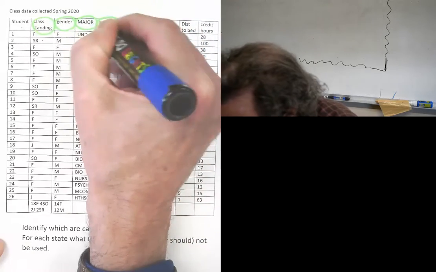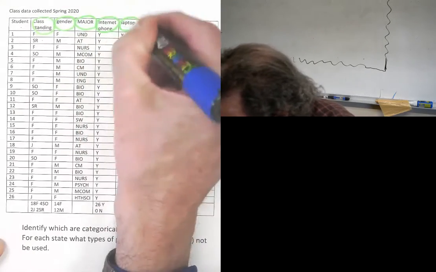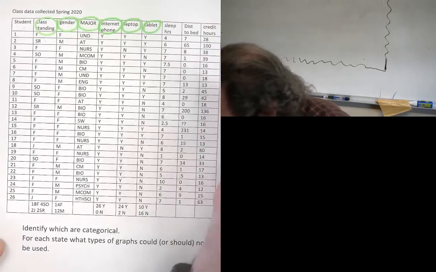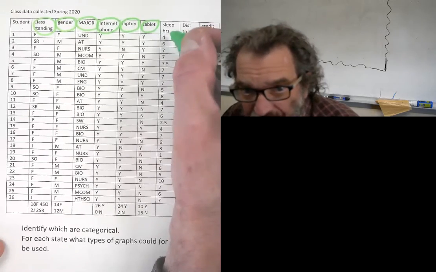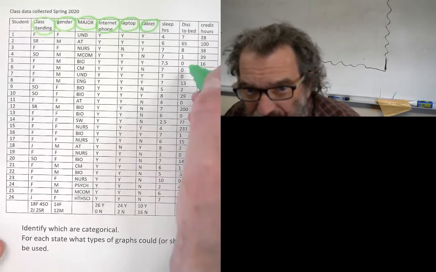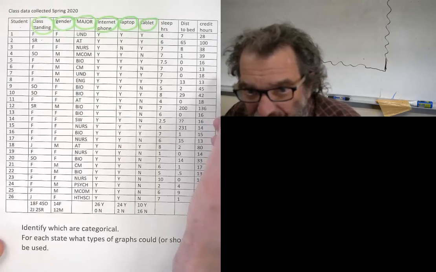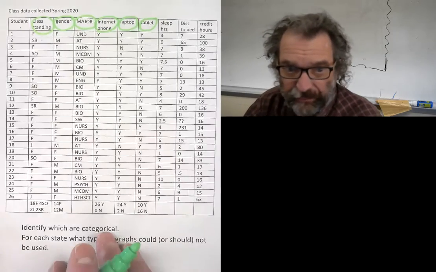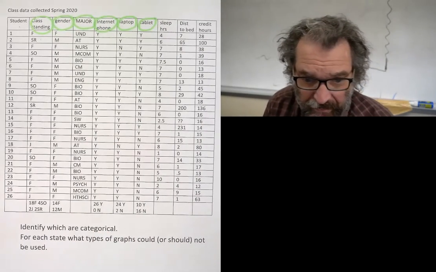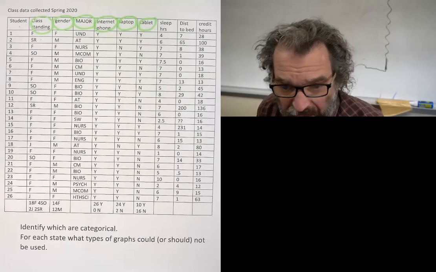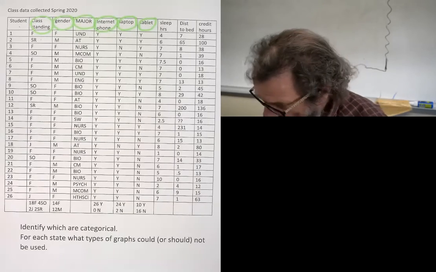Do you have a phone or not? Do you have a laptop or not? A tablet or not? Hours slept last night, no, that's hours. That's a number with hours. Distance to bed, I suppose that's miles. Has units. Credit hours completed so far, that many credit hours. So we got six categorical variables.